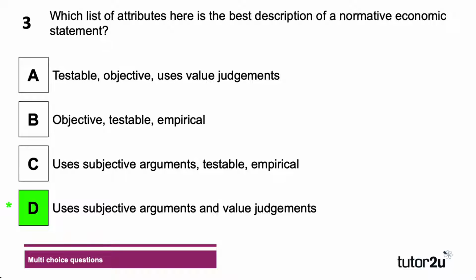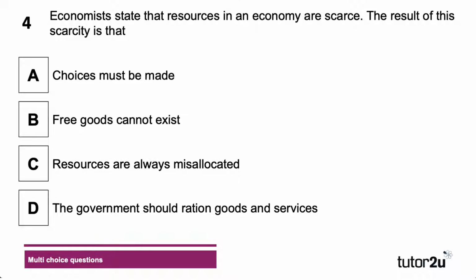Okay, so the value judgments came up in A, of course, but it's testable and objective, which would apply more to positive economic statements. And likewise, we've got subjective arguments in C, which is correct, but testable and empirical would again apply more to positive statements. So D was the correct answer there. Well done. If you're on 100%, I think a lot of you probably are on 100% so far. So keep going. Right, question 4.